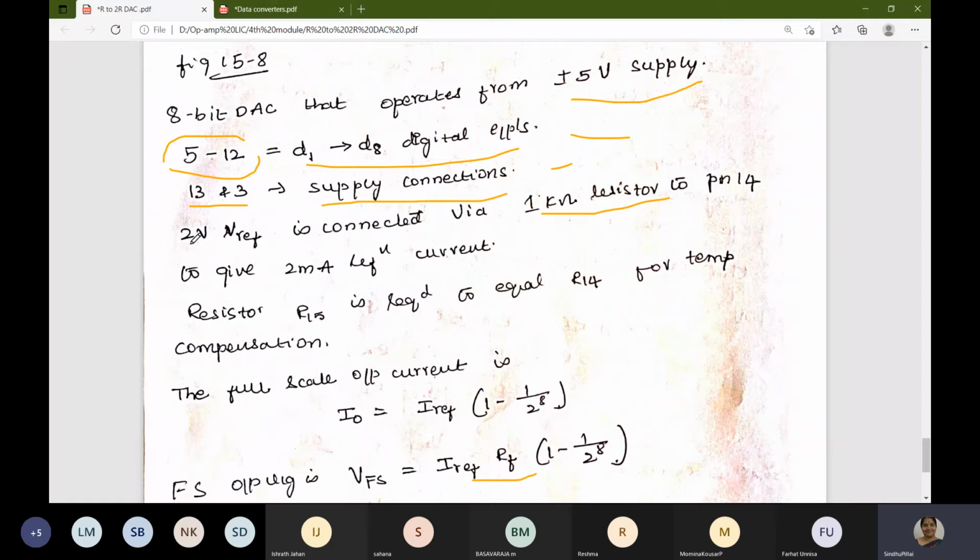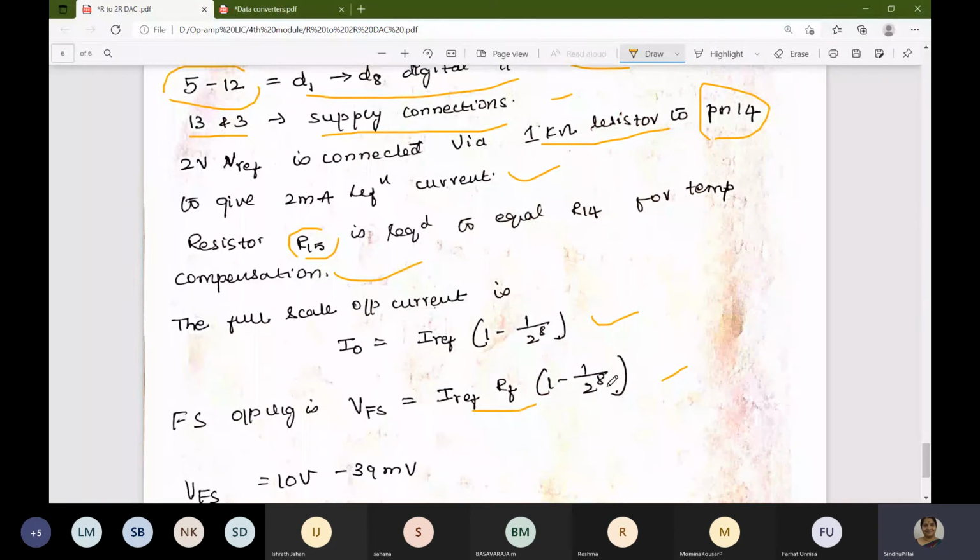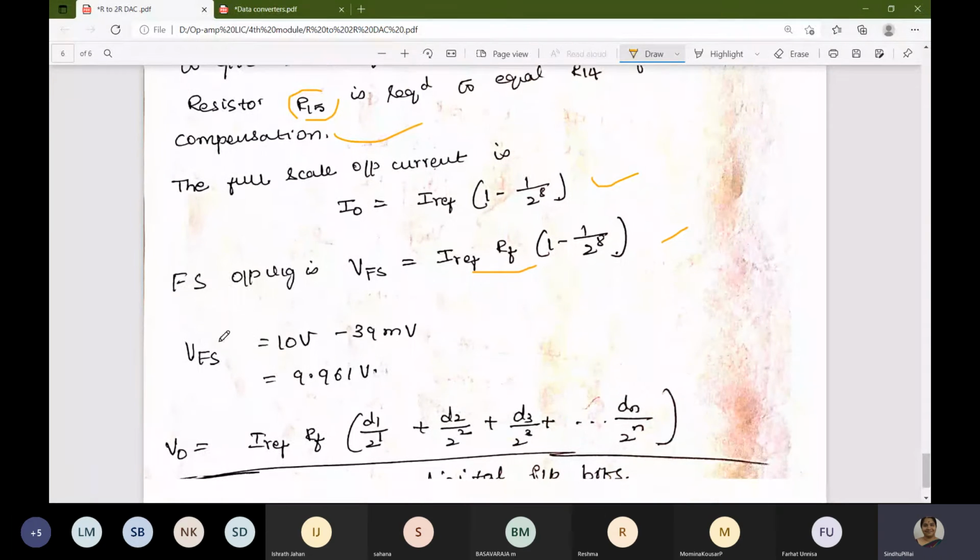And the 13th and 3rd pins are the supply connections. Okay, and a 2 volt V reference is connected via a 1 kilo ohm resistor to pin number 14. The reference voltage is taken to give 2 milliamps reference current, and the resistor R15 is required to equal R14 for temperature compensation. And the full scale output current is I0 equal to I reference into (1 minus 1 by 2 power 8). This is the full scale output current, and the full scale output voltage is I reference into RF into (1 minus 1 by 2 power 8), because it is an 8-bit DAC. The full scale voltage is 10 volt minus 39 millivolts, that is 9.961 volts.